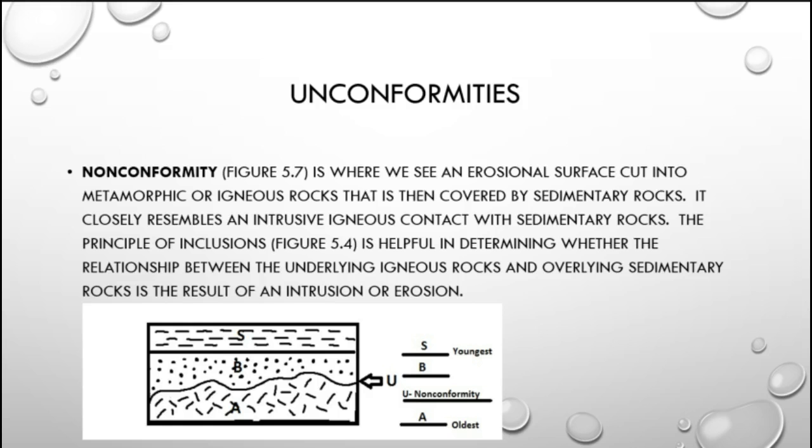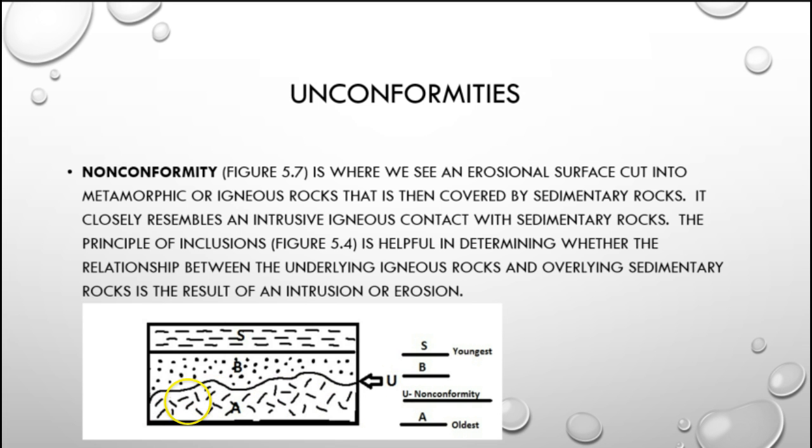Our last type of unconformity is a nonconformity. This is where we see an erosional surface cut into metamorphic or igneous rocks that is then covered by sedimentary rock. It closely resembles an intrusive igneous contact with sedimentary rocks. The principle of inclusions is helpful in determining whether the relationship between the underlying igneous rock and the overlying sedimentary rock is the result of an intrusion or a result of an erosion.